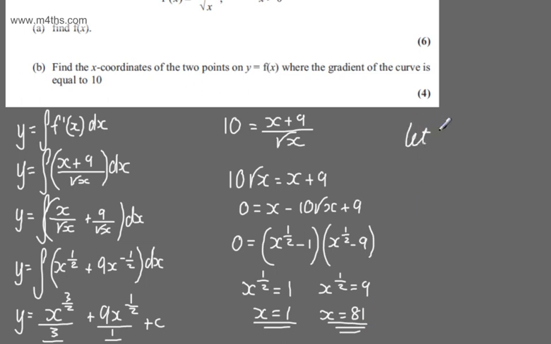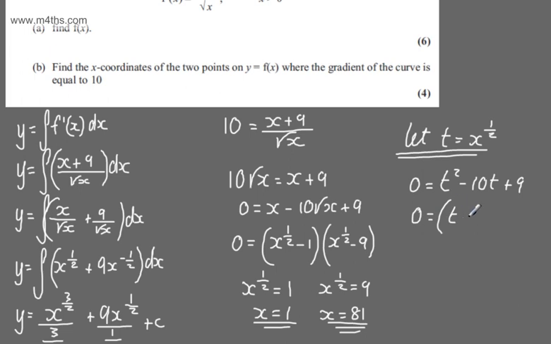We could make a substitution. Let t be equal to the root of x, or x to the power of 1/2. So what we'd have just at this stage here is 0 is equal to t squared minus 10t plus 9. We could factor this: t minus 1 multiplied by t minus 9. From here we could see that t is going to be equal to 1, therefore x to the half would be equal to 1, or we'd have t is equal to 9.